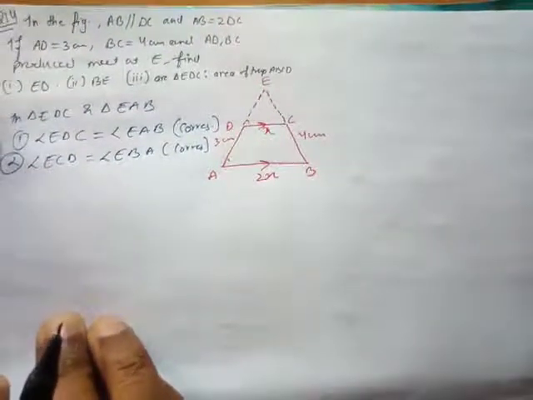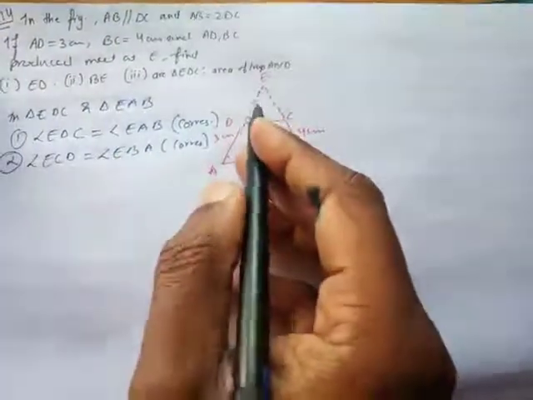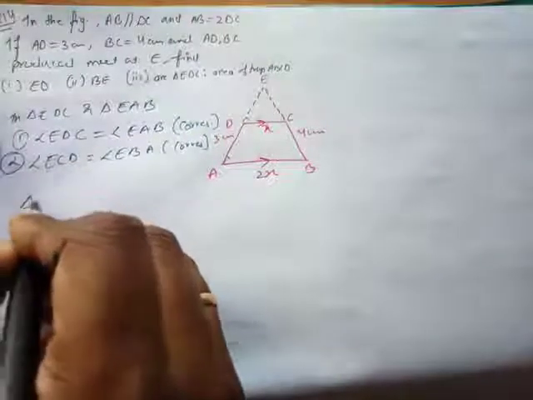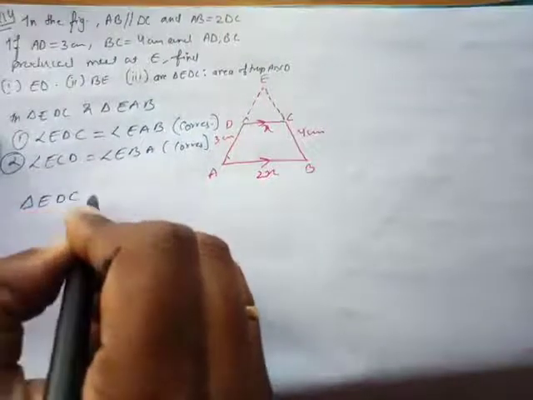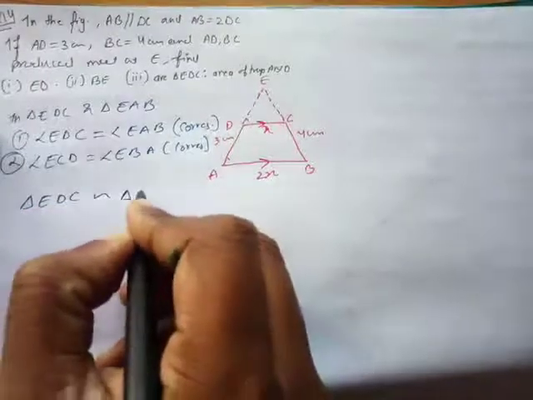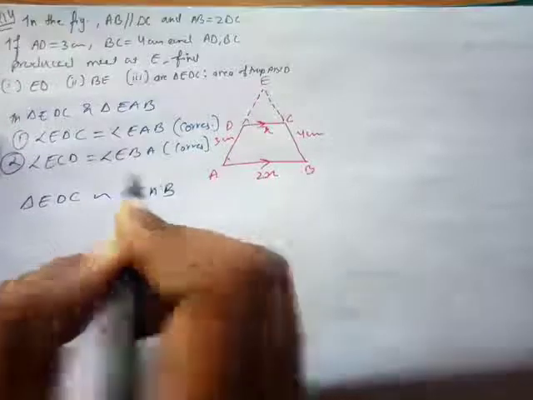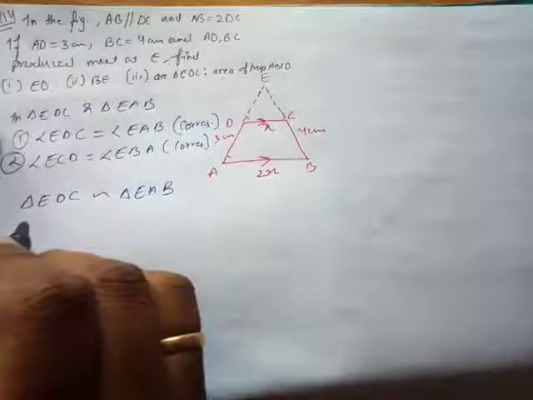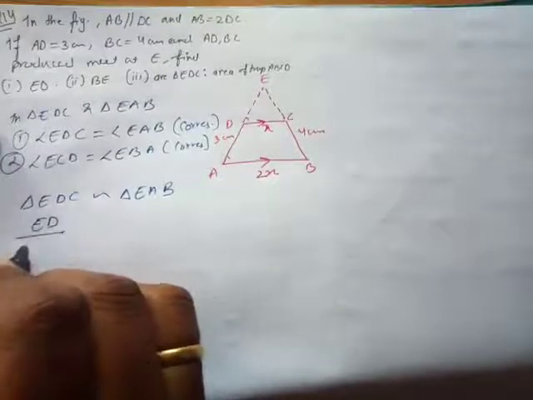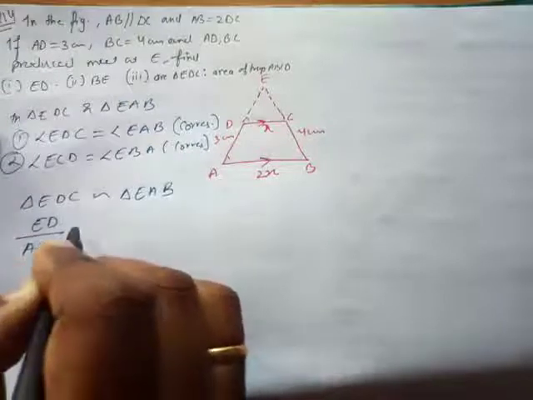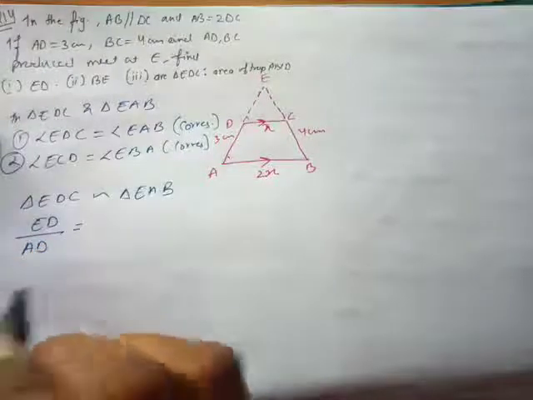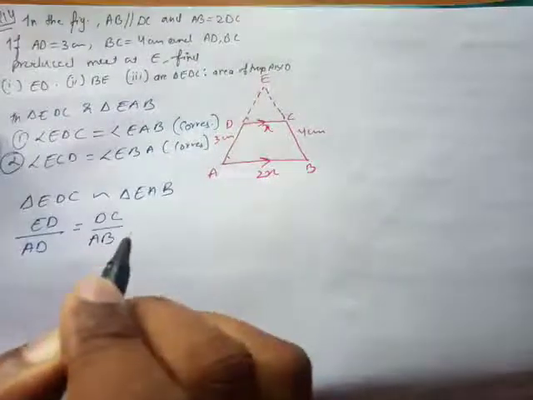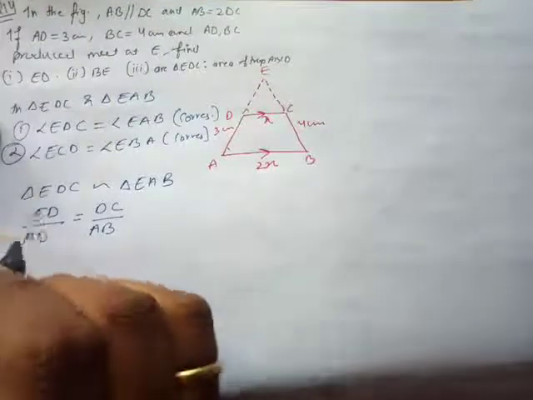And what is that interesting thing? I know that this triangle is similar to this triangle, so I can write triangle EDC is similar to triangle EAB. If these two triangles are similar, I can write ED upon AD is equal to DC over AB.